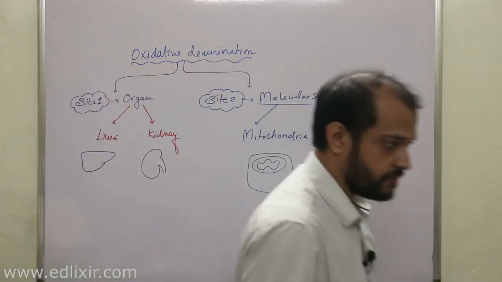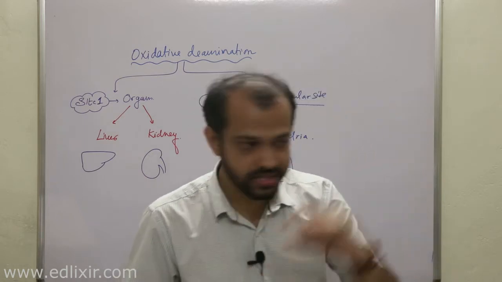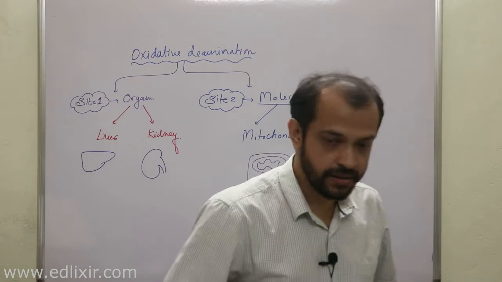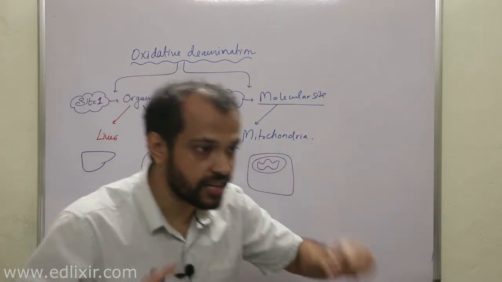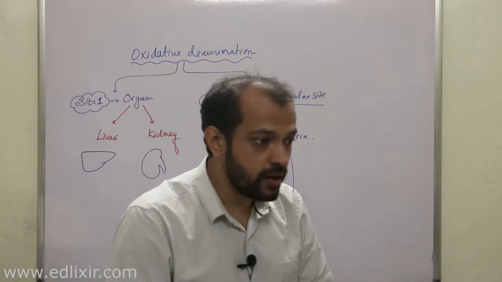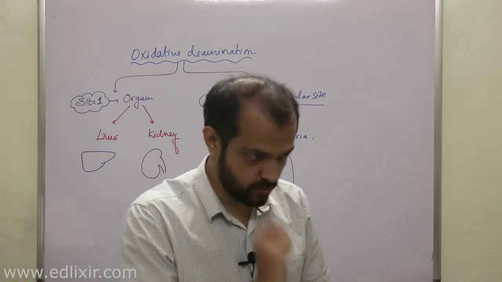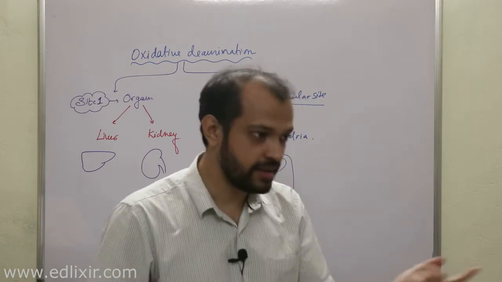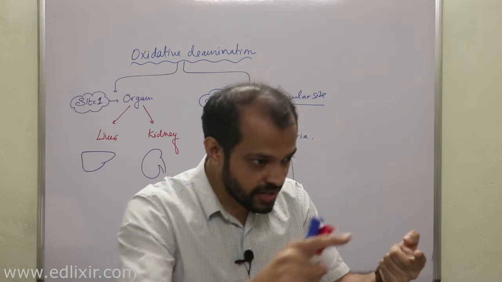Now the first thing we need to understand is this: oxidative deamination starts from a standpoint which is glutamate. Clear? That means glutamate is the starting point of oxidative deamination. Glutamate will lose the amine group and will form something. Now what is that something? That something is nothing but a keto acid. Clear? Again, now listen with all your attention. Glutamate is now converted into keto acid.